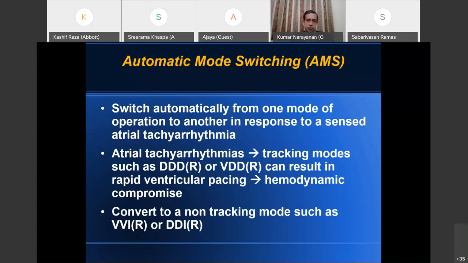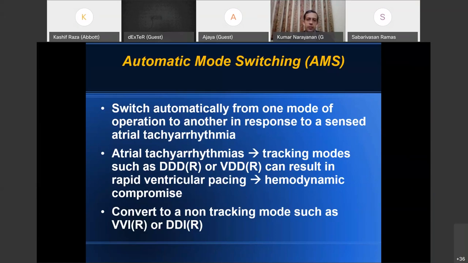All right, so now we are going to go to the next algorithm, which is the automatic mode switch or AMS. Sometimes it's also simply called mode switch. So as the name implies, automatic mode switch means the device is automatically going to switch its pacing mode. And what is the scenario for it to do it? The basic scenario is to, in a dual chamber pacemaker, switch from a tracking to a non-tracking mode whenever there is an atrial tachyarrhythmia which is detected.